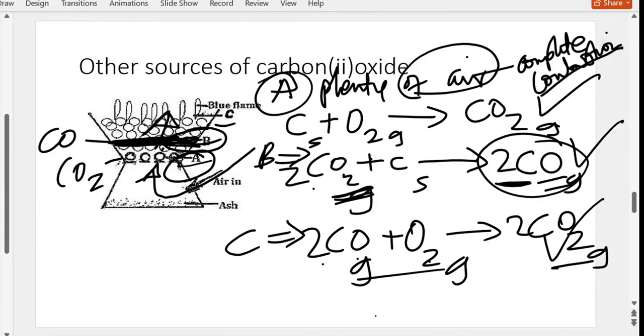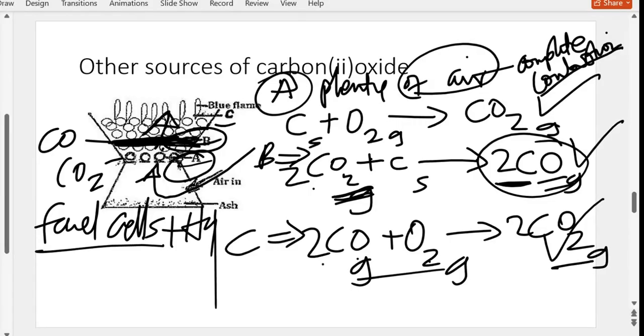So what are the uses of carbon dioxide? Number 1, it is used as a fuel in fuel cells when mixed with hydrogen. And number 2, we can talk of it as a reducing agent in a blast furnace for extracting iron from iron ore. So we talked about that, the reducing properties, so we can use it as a reducing agent in extraction of iron from iron ore.